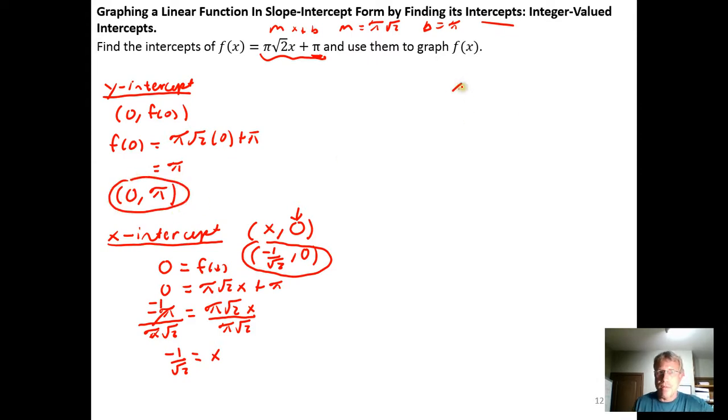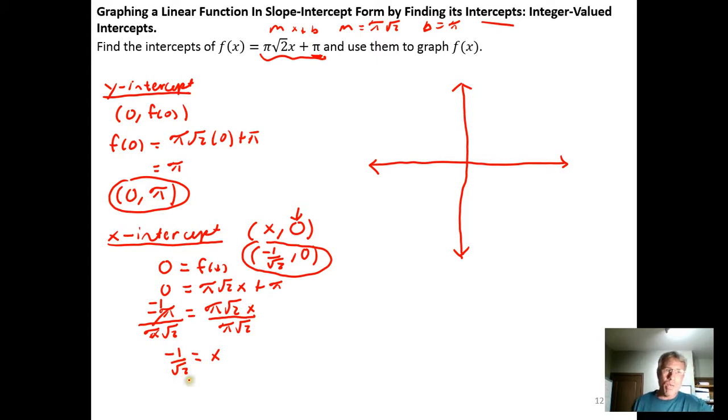So here's my x-intercept and here's my y-intercept. So I'm going to just draw in my axes like we did in the previous two videos. Arrows on the axes because they're number lines. They go infinitely far in either direction. Pi, input 0, output pi. Pi is a number that's about 3. So we know this number right here is about 3. And it turns out that negative 1 divided by the square root of 2 is going to be about negative 0.7. So it's a number that's a little bit less than 1.